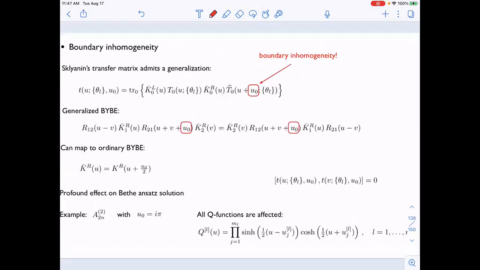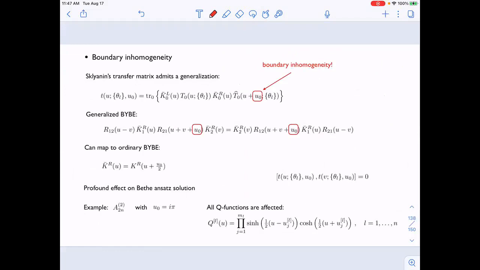Without the boundary inhomogeneity, the Q functions would be sinh, okay? But because of the boundary inhomogeneity, now you get Cauchys here. And again, it's true for all the Q functions, L running from 1 to n. And again, it can all be traced back to this.